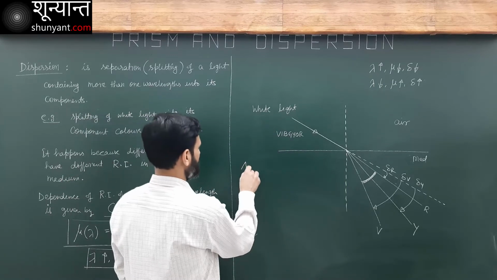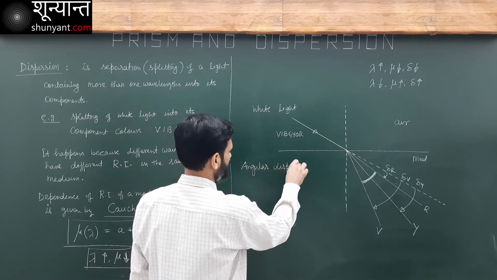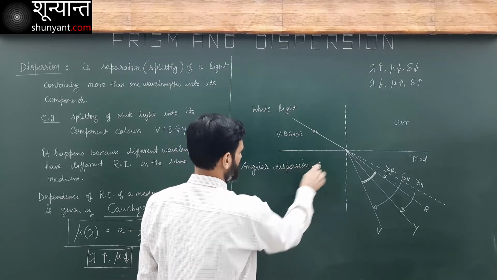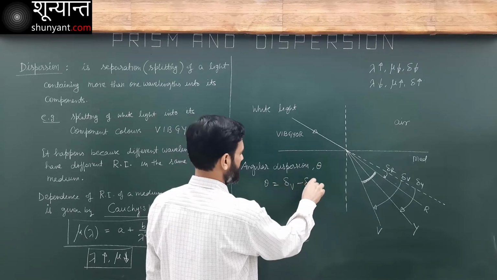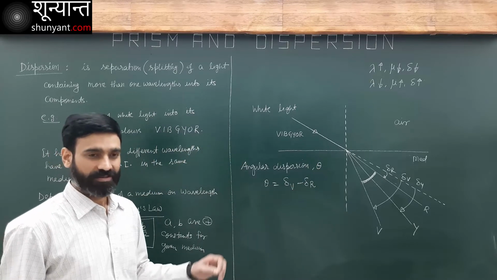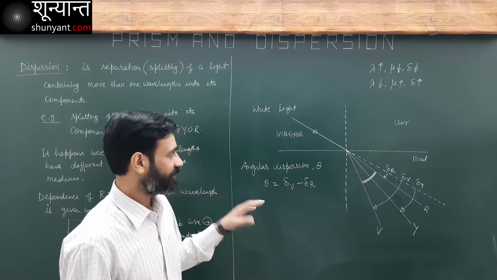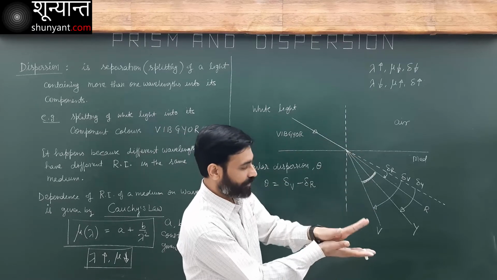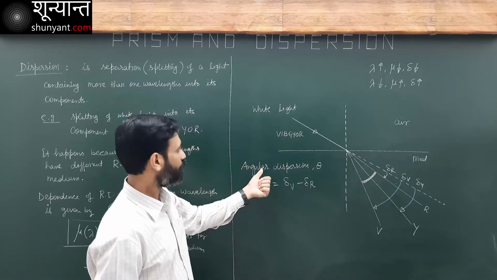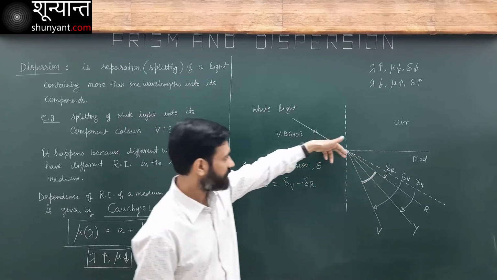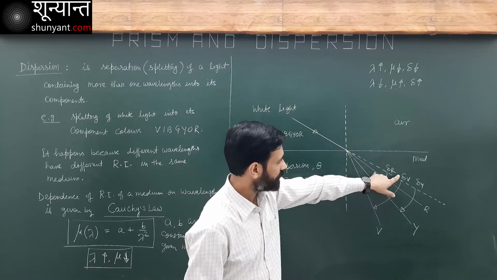Angular dispersion, theta, is equal to deviation in violet minus deviation in red. We are defining new terms to study this process. This angular dispersion is the angular spread in which all the rays are present. The name itself suggests angular. So it will be equal to this whole angle, delta V minus delta R.